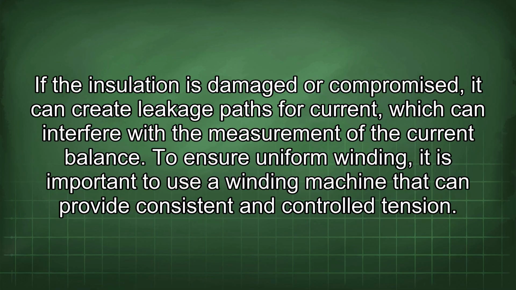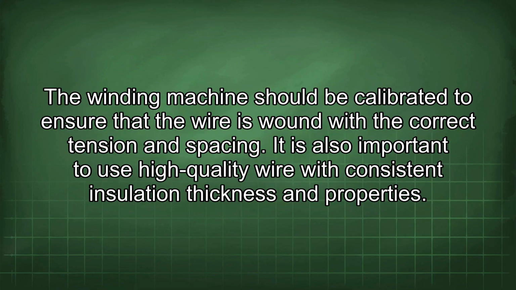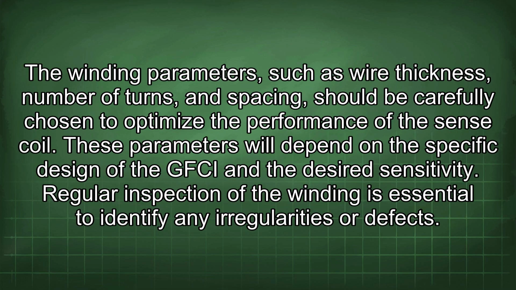To ensure uniform winding, it is important to use a winding machine that can provide consistent and controlled tension. The winding machine should be calibrated to ensure that the wire is wound with the correct tension and spacing. It is also important to use high-quality wire with consistent insulation thickness and properties. The winding parameters such as wire thickness, number of turns, and spacing should be carefully chosen to optimize the performance of the sense coil. These parameters will depend on the specific design of the GFCI and the desired sensitivity.